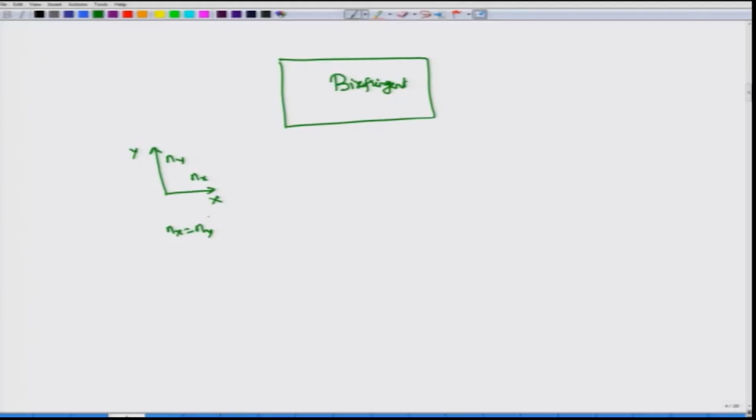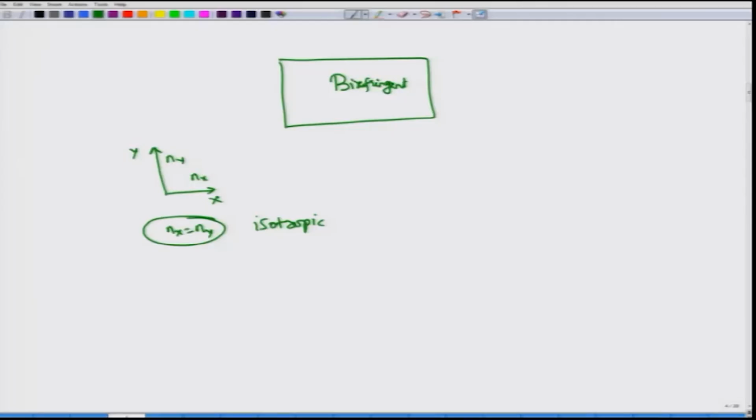If these two polarizations see the refractive indices nx and ny which are the same, then we say that the medium is isotropic, which means that the refractive index that the polarized light sees does not depend on the polarization, whether the light is polarized along the x direction or y direction or any other direction. The refractive index that the polarized light will see will be the same. That is the isotropic material. But what if nx is not equal to ny?